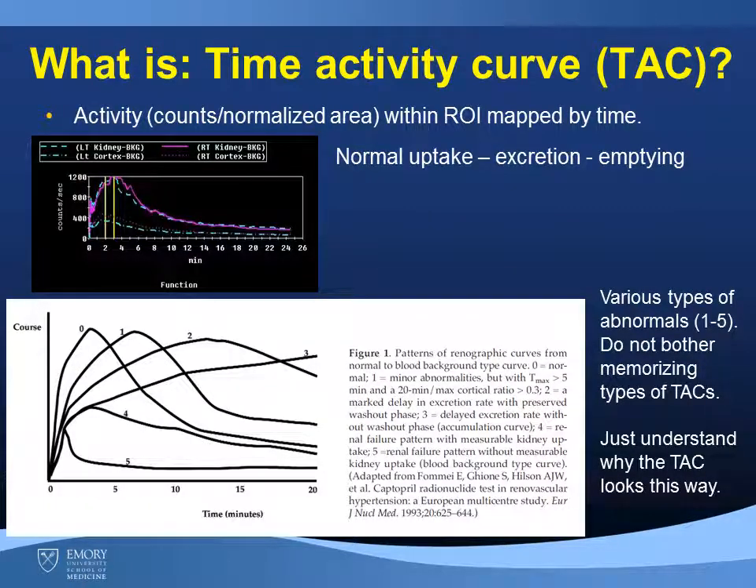You may have also heard the term time activity curve. That is simply activity within a region of interest mapped by time. To the left, we see normal uptake, excretion, and emptying curve. Now, there are various types of abnormals, but do not bother memorizing these different types. Just understand why the time activity curve looks this way. So, for example, if a patient has a kidney with retained radiotracer, which does not empty, we could see an upgoing time activity curve, and that will be the type 3. If you have a poorly functioning kidney, you can understand why it might look like a type 5.